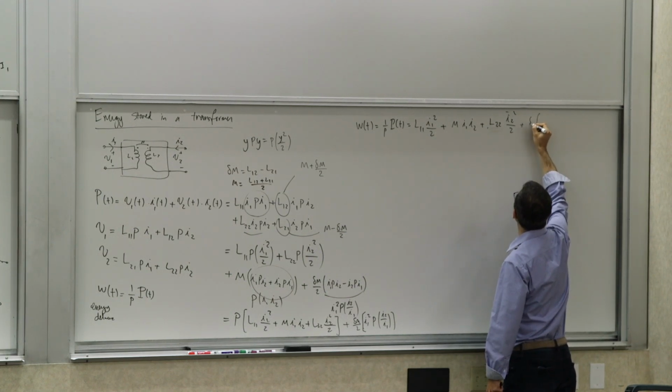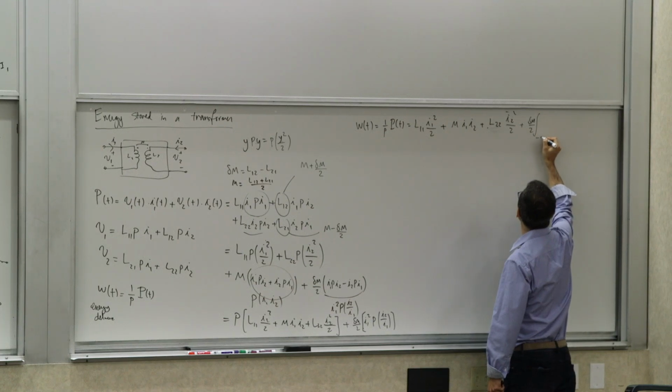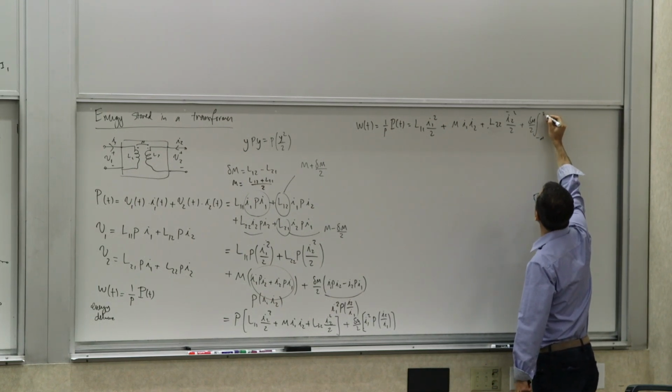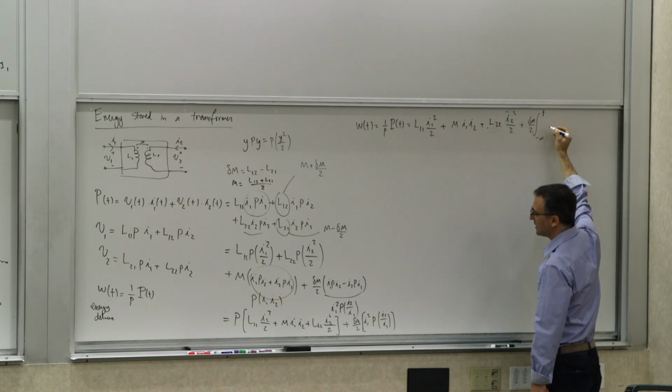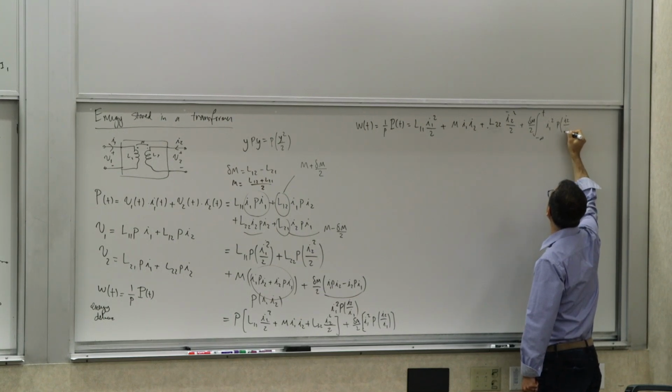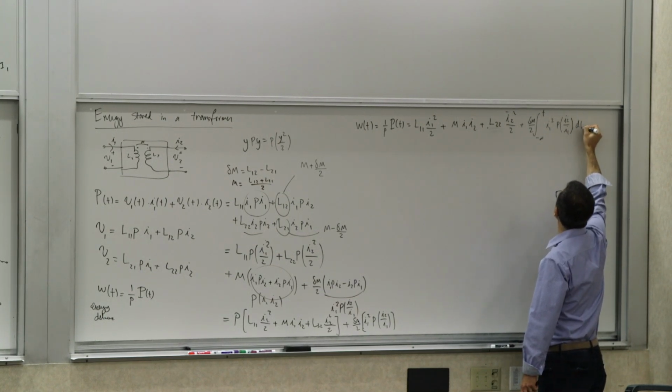So this becomes delta m over 2 times the integral from negative infinity to t, that's w of t, of I1 squared of t times the derivative of I2 over I1 dt.